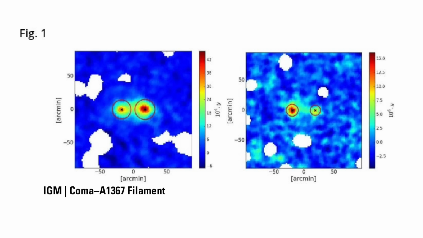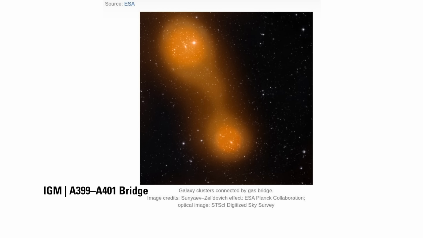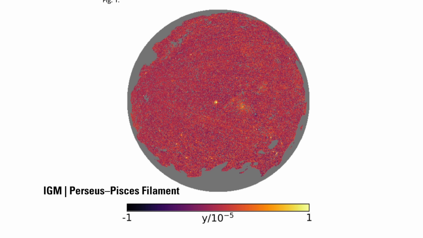Now, from the super large scale of the intergalactic medium, we will take the Coma A1367 filament and the A399 to A401 bridge, which is a bridge between galactic clusters. And also some filaments from what's referred to as the Perseus-Pisces filament.